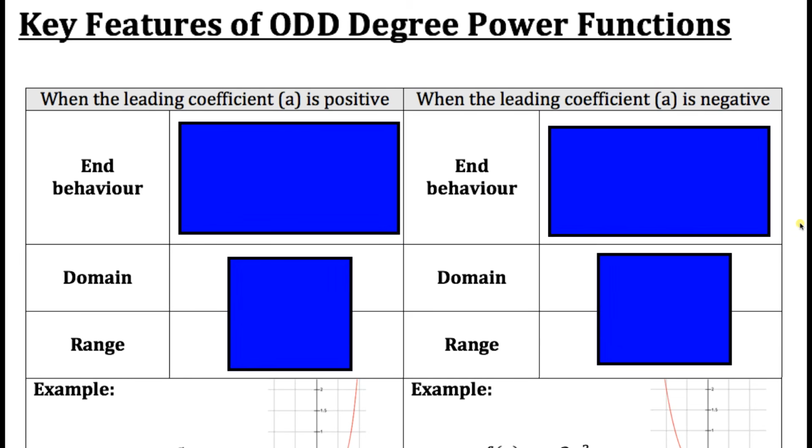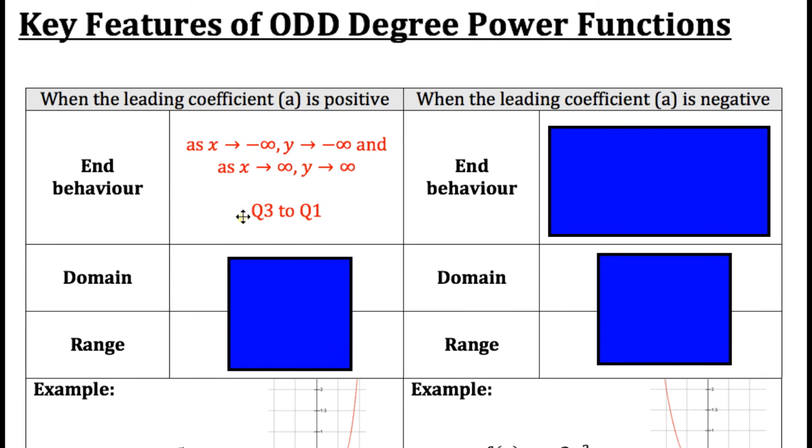But let's summarize the properties of those odd degree power functions. So the end behavior, if the leading coefficient was positive, it went from quadrant 3 to quadrant 1.